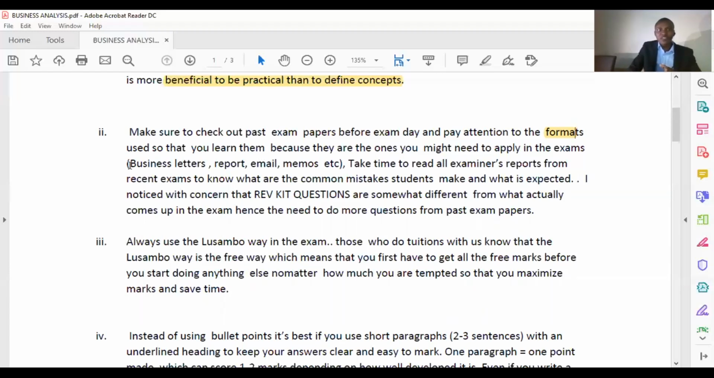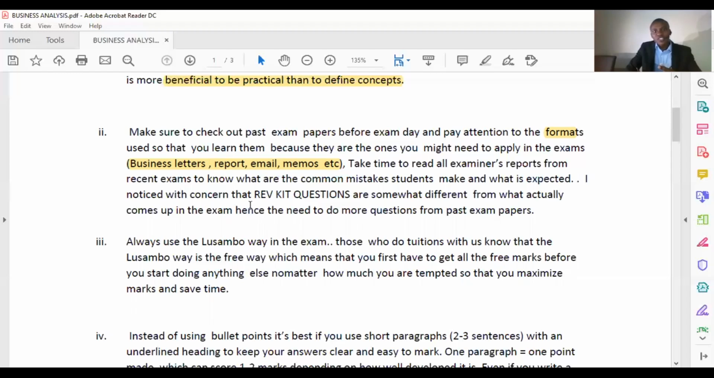And these formats could sometimes be business letters, reports, memos, emails, etc. And please take time to read all examiners' reports, especially from recent examinations. When you're reading those examiners' reports, don't rush.